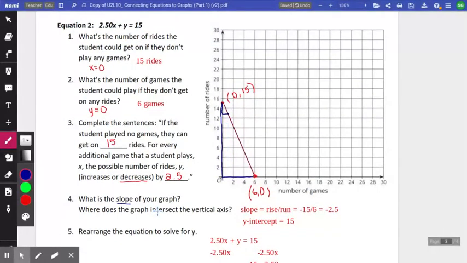The other question in number 4 asks, where does the graph intersect the vertical axis? This graph here intersects at 15. So notice again, we're seeing that 15 and that 2.5. I've got 15 and 2.5.